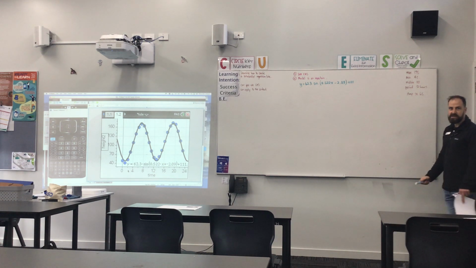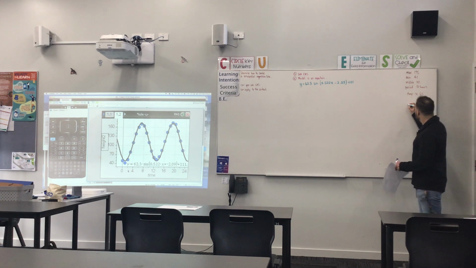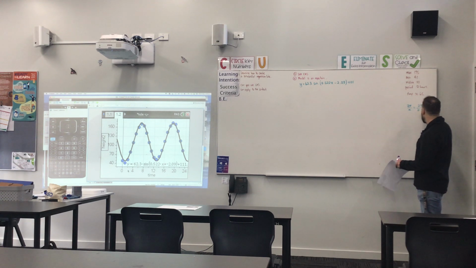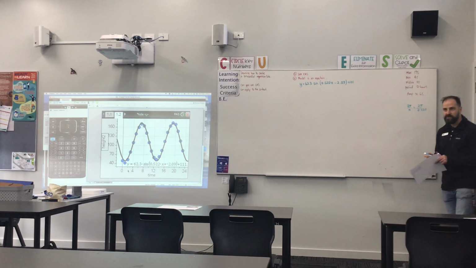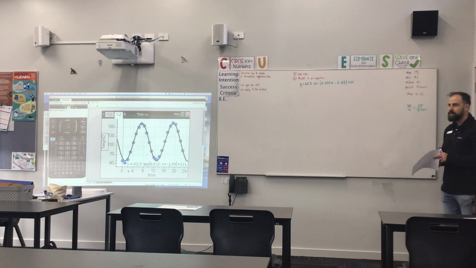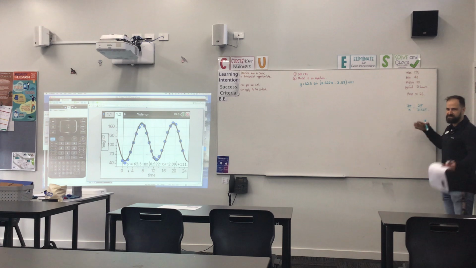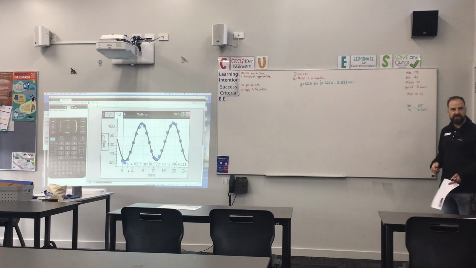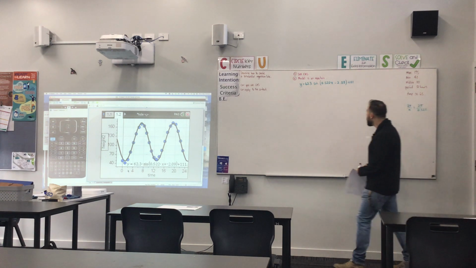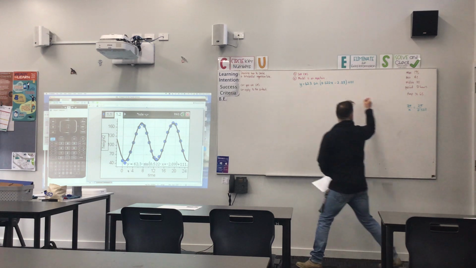Is that roughly what we predicted? Yeah, pretty close. The period equals 2 pi over n, which is 2 pi divided by 0.522. Is that roughly 12? 2 times pi, pi is 3.14, so 2 times pi is 6.28. 6.28, how many halves? Roughly 12. We're kind of on track. We're getting there. We're looking about right.